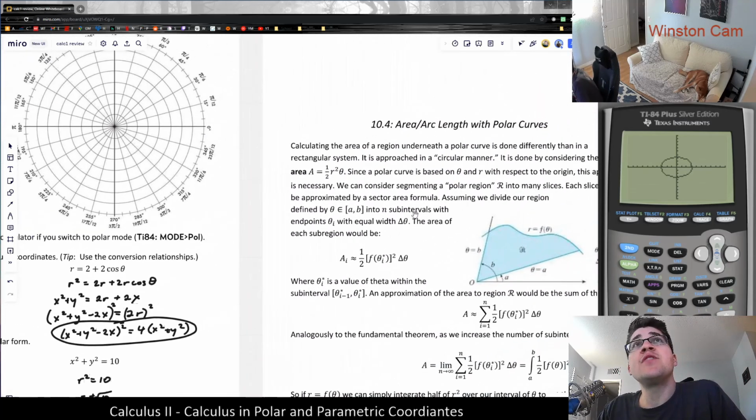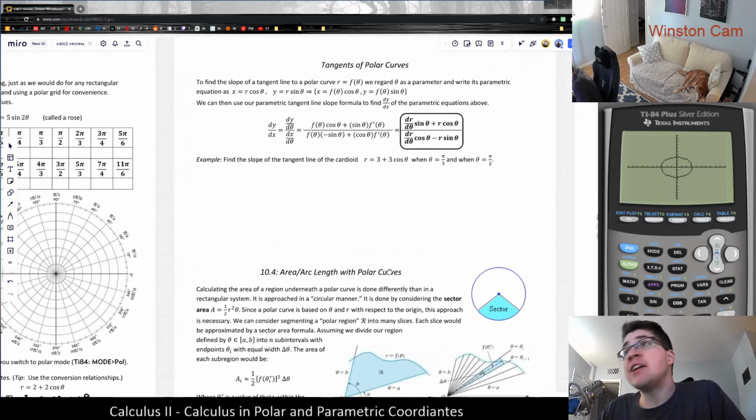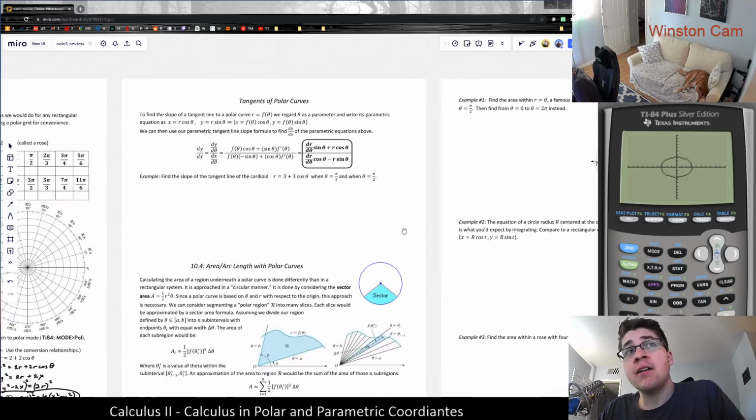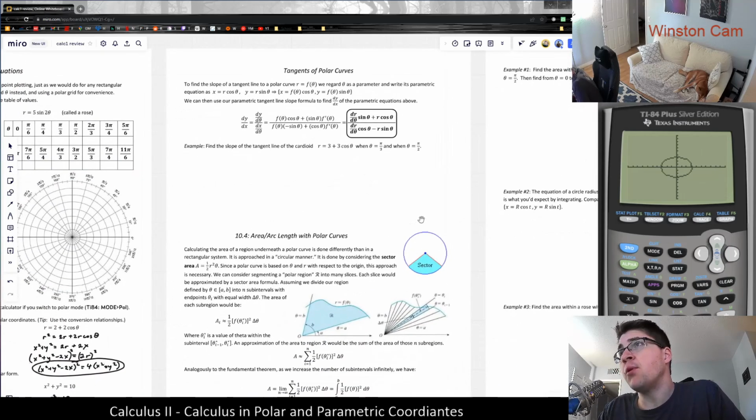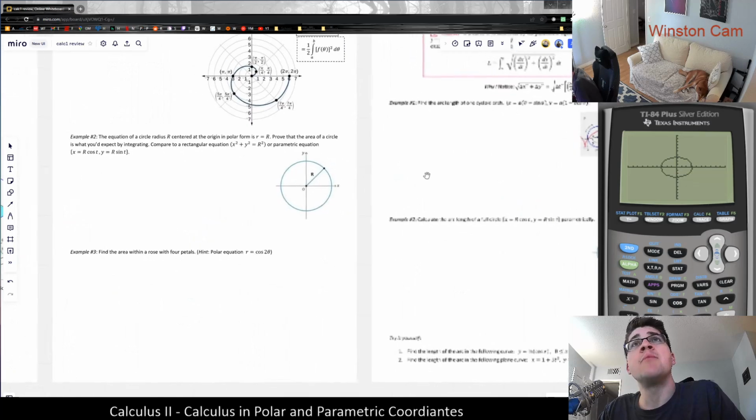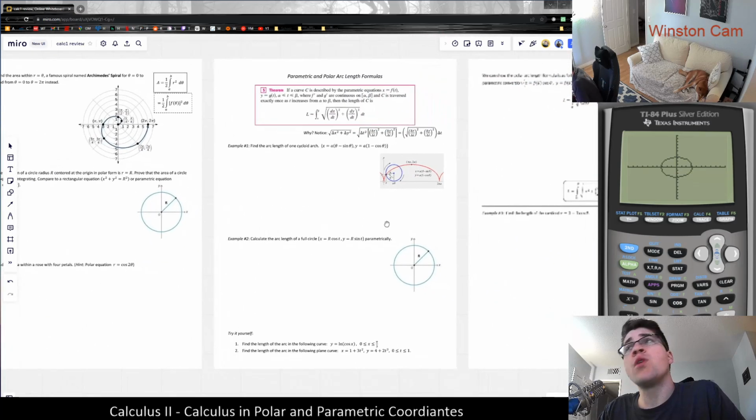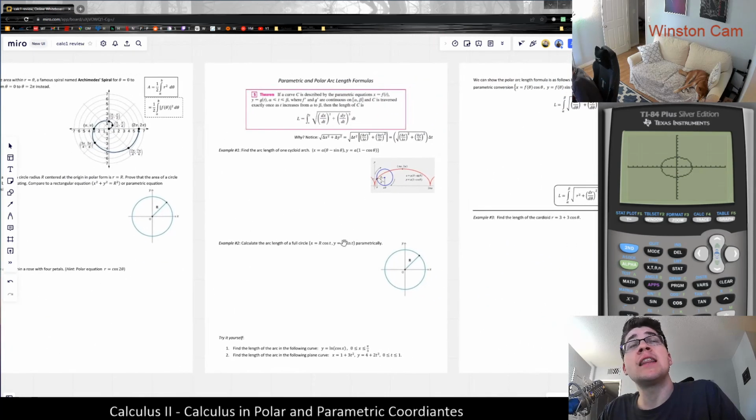So in the next video, we'll talk about tangent lines, and then we'll move into area. Area is a little bit different in polar form, so we'll take a little bit of time with some of those examples, and then we'll work our way back into arc length in both parametric and polar form.